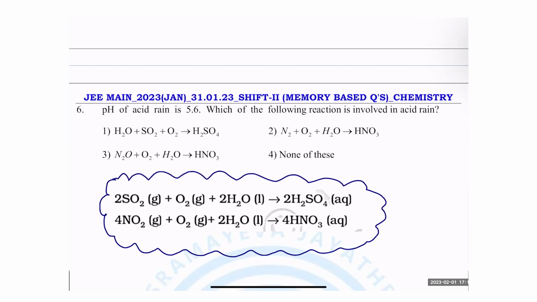Which of the following reactions is involved in acid rain? The first reaction is involved. The second one is wrong because we need NO2. The third is also wrong, and "none of these" is wrong because the first option is already correct. So the answer to this question is the first one.